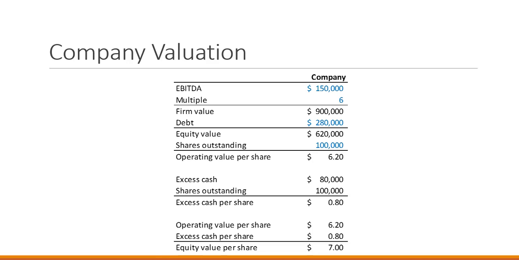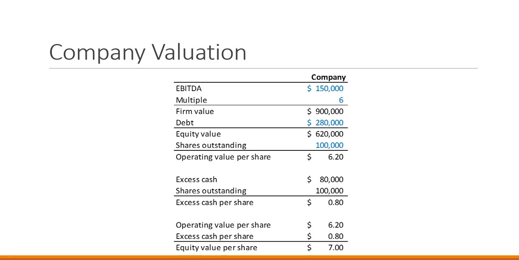We subtract debt because that portion of the value isn't for the owners. What's left is the equity value of $620,000. We have 100,000 shares outstanding. On a per share valuation, the company's operating value, and not total equity value because there's an additional component we'll factor in, the operating value per share for the shareholders is $6.20.